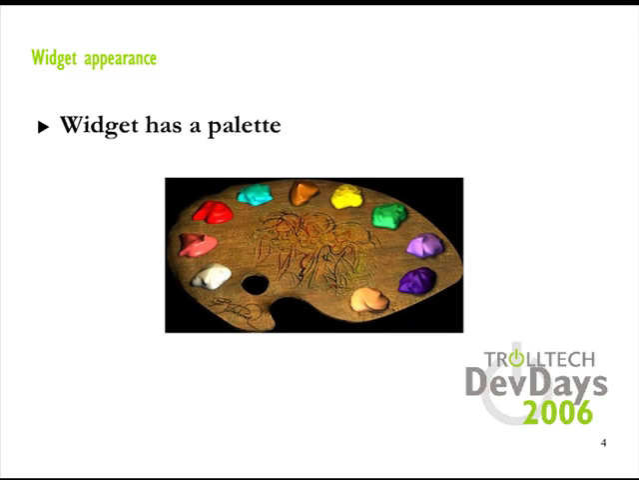Every widget has a palette. And as you can see, this is something like a painter's palette. It has lots of colors. When Qt programs start up, the palette is populated for you. The palette is populated by reading the desktop settings.